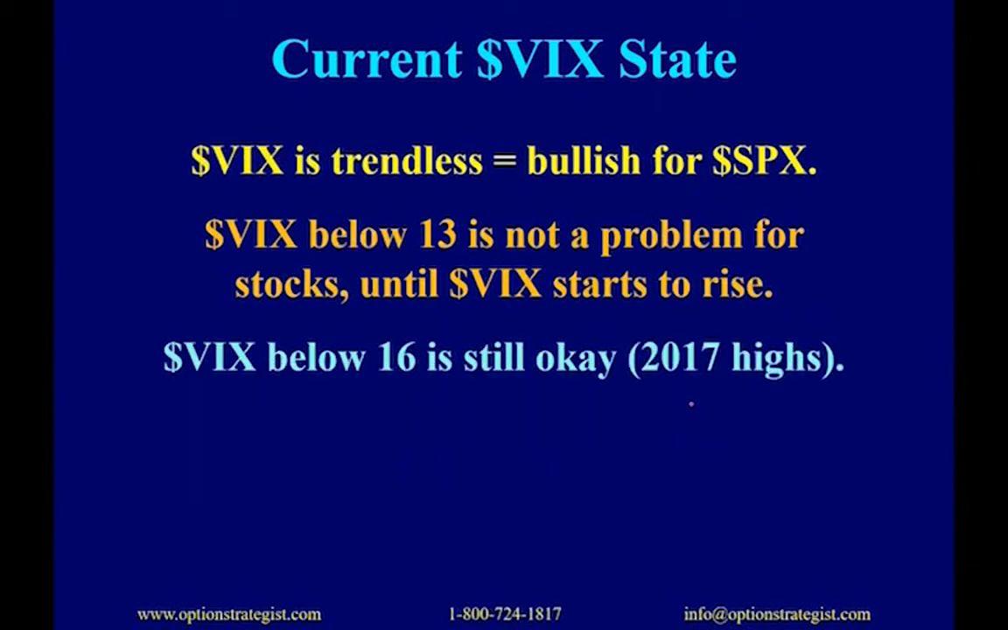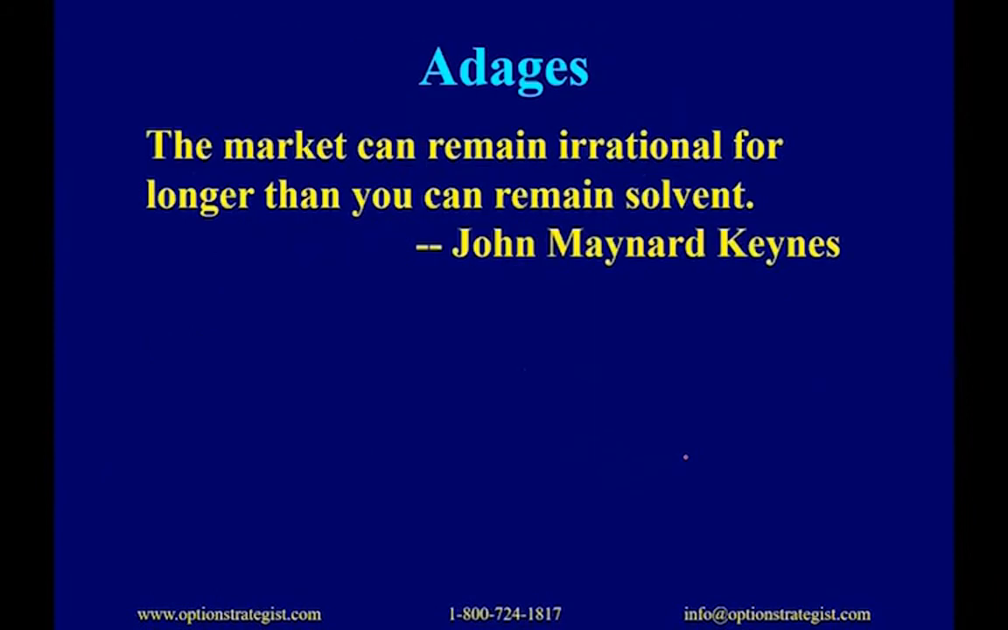But even then, as you saw from the last chart, the 16 level is really the important level as far as VIX is concerned right now. But at the current time, with VIX down here below 13, it's still a bullish indicator for stocks. And it's been surprisingly bullish. And as you know, there's no fear in the market. But there will be. It's just not right now.